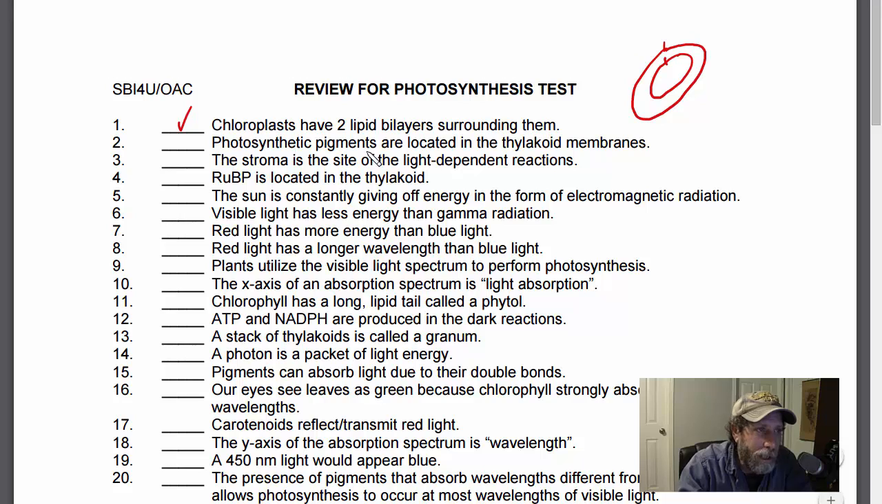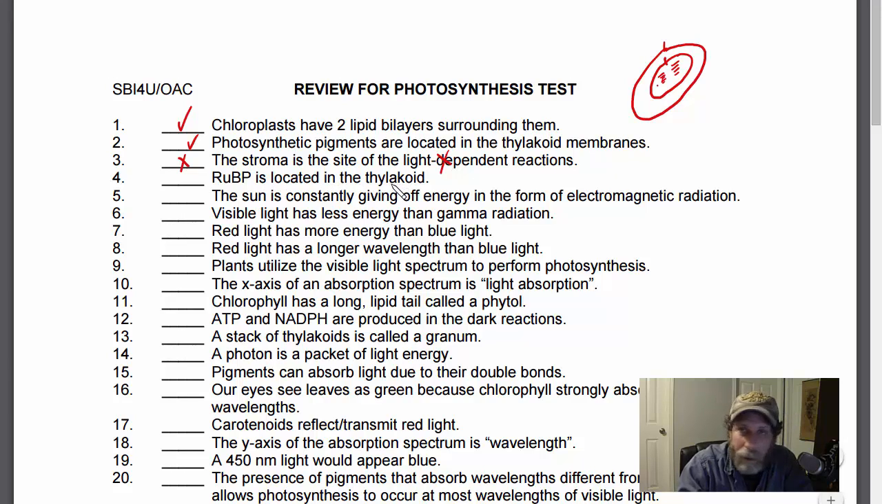Number two, photosynthetic pigments are located in thylakoid membranes. That is also correct. Of course, the thylakoids are these little disc-like structures, and that's where the photosynthetic pigments are located. Number three, the stroma is the site of the light-dependent reactions. Now, that is not true. The stroma, which is this region here, is the region where there is the light-independent reactions, not the light-dependent reactions, so that's false.